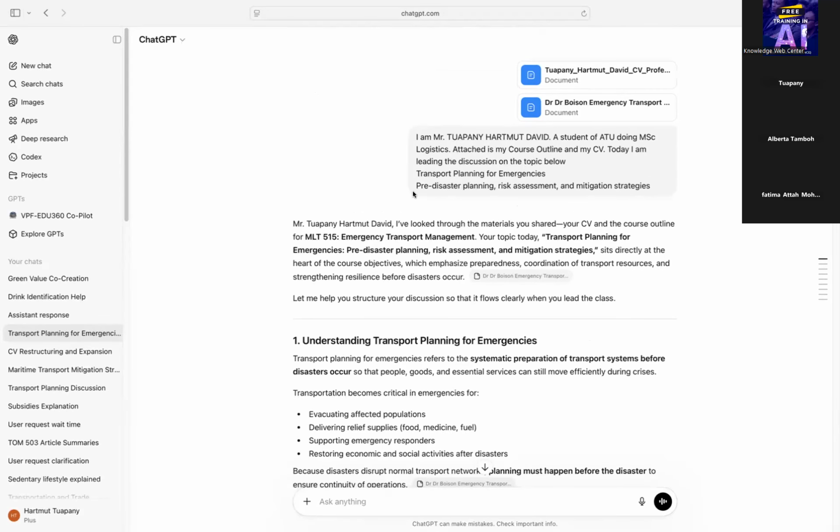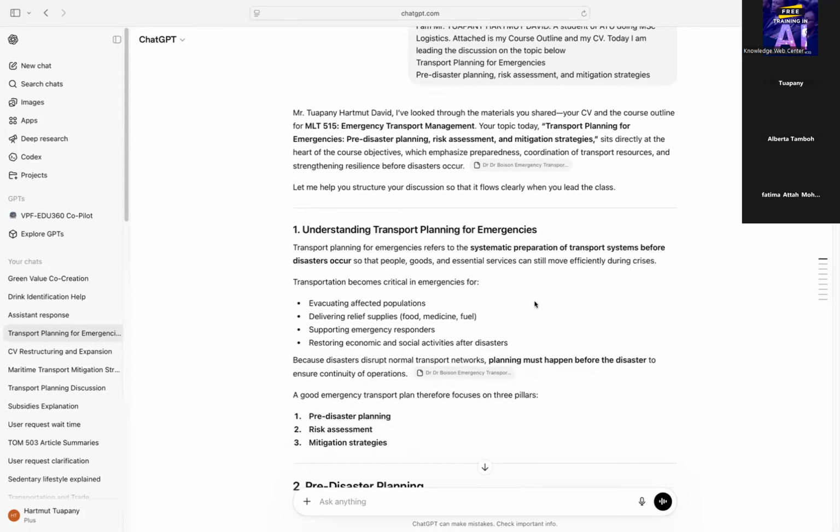So last week I added my CV and the write-up. It says: I am Mr. Chopani Hatmut David, a student of ATU doing MSc Logistics. Attached is my course outline and my CV. Today, I am leading the discussion on the topic below: transport planning for emergencies, pre-disaster planning, risk assessment, and mitigation strategies.